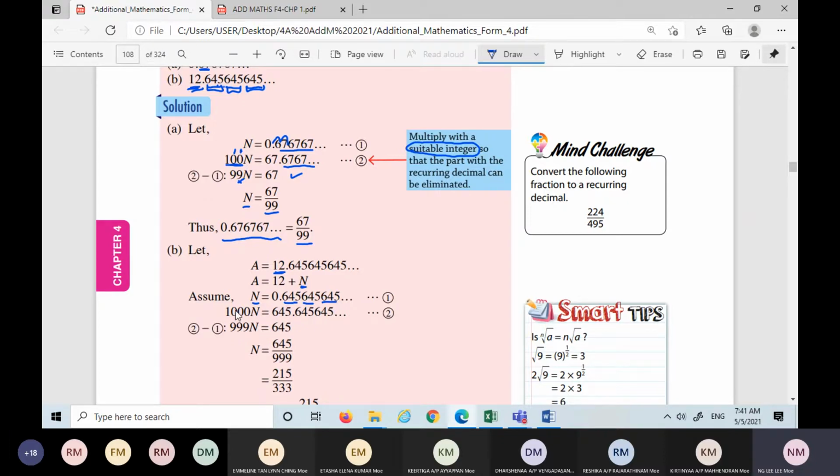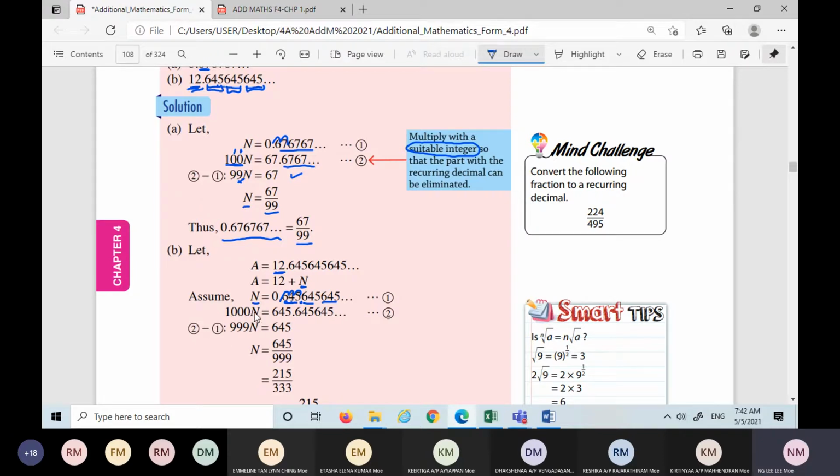Okay, as I said just now, three digits are repeating, so you have to times with 1000, 30 here. Then repeat the same step. When you times with 1000, the decimal will go to the right: 1, 2, 3. Therefore you get 645.645, and continue.